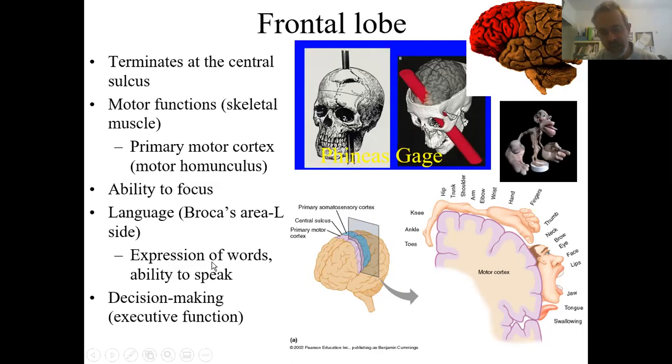It also affects his mood. And from what I understand, before and after, Phineas Gage was a very nice person. Then he became a very changed individual. So it completely changed his personality, which I guess if I had a rod through my skull, I'd probably be messed up too.